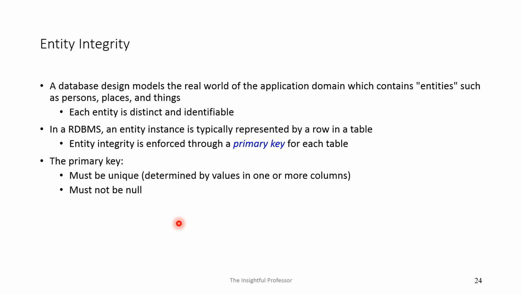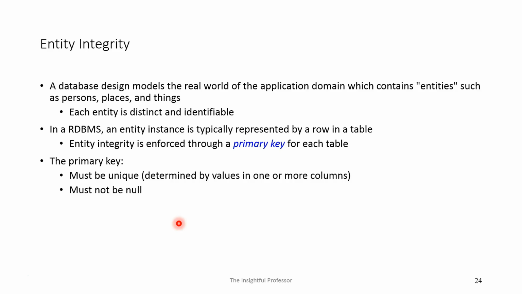The point is that each entity instance, such as a particular person or a particular place or a particular thing, is distinguishable from other entity instances of the same type. I can tell two employees apart. I can distinguish between two departments. So in the real world, these objects have that characteristic or that property. Within a database, they must carry that into the database as well.